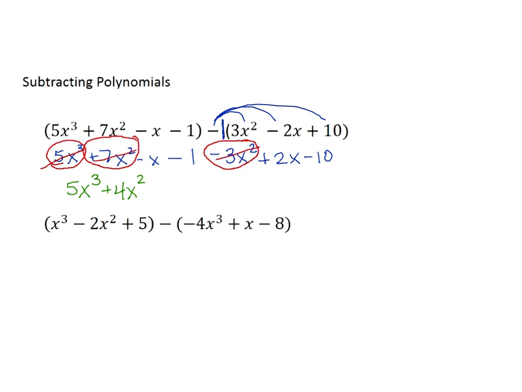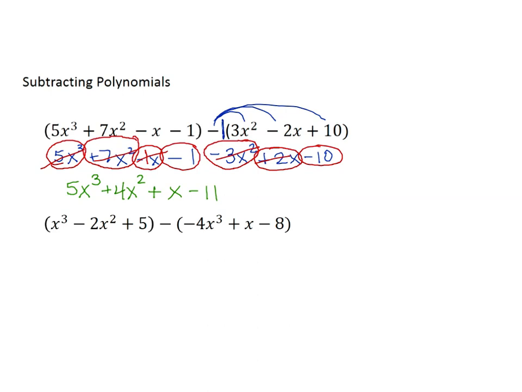So now I look for my x terms, and I have a negative x and a positive 2x. I combine like terms by adding those together, and a negative 1 and a positive 2 will give me a positive 1x, so I'll just write plus x. And then I'm done with those. And lastly, I've got my constant terms, a negative 1 and negative 10. We're combining like terms, so we're adding them together, and I get negative 11.